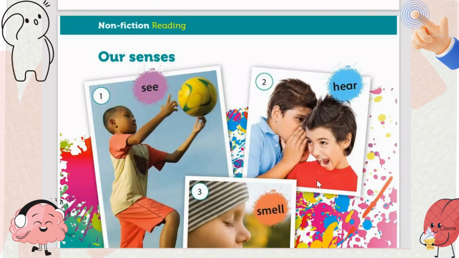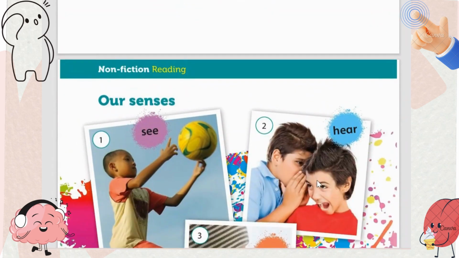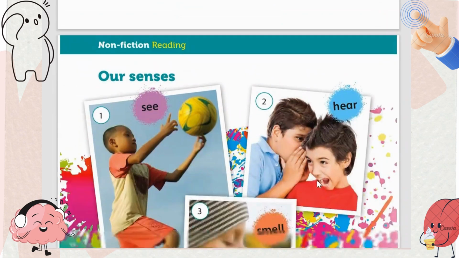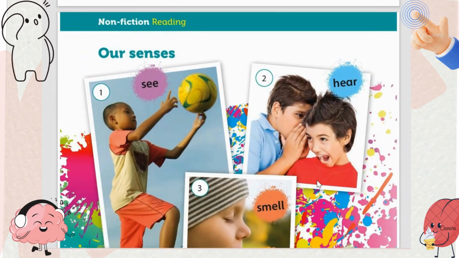Here I am with a new video for Oxford Cambridge English Grade 1, and today we are going to start a new chapter. If you remember, our last chapter was Grandma's Glasses, and then we learned about some signs and labels.